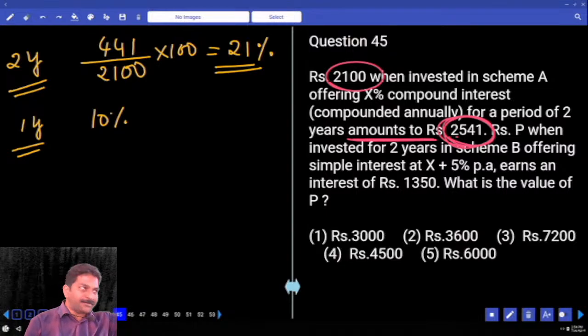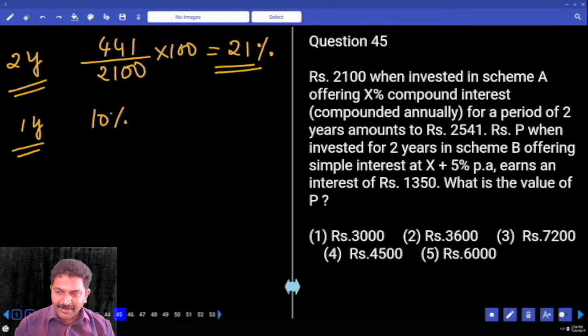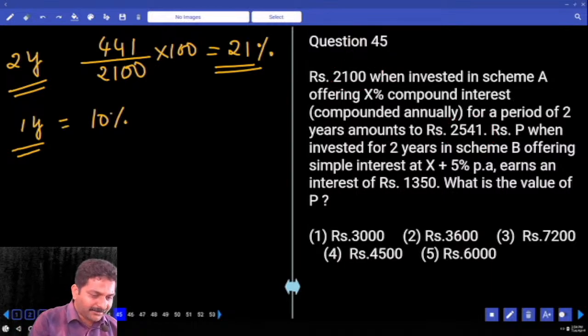X% plus X% plus X square by 100. These numbers are easy. 10% gives 21, 20% gives 44, 30% gives 69. These 3 numbers should be on your fingertips. Okay? Right. So finally, what is the rate of interest offered per annum?